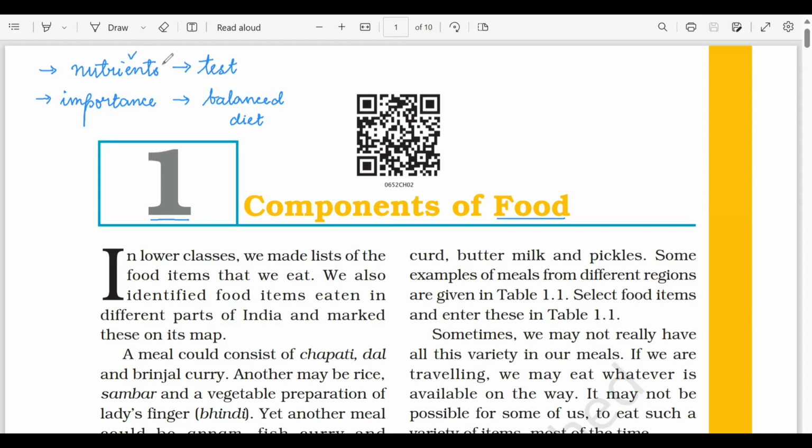हम nutrients के बारे में पढ़ेंगे, different nutrients को हम कैसे test करते हैं इस बारे में पढ़ेंगे, इन nutrients का क्या importance है हमारे body के लिए हम उस बारे में पढ़ेंगे, and finally we will be learning about having a well balanced diet. So let's get started.